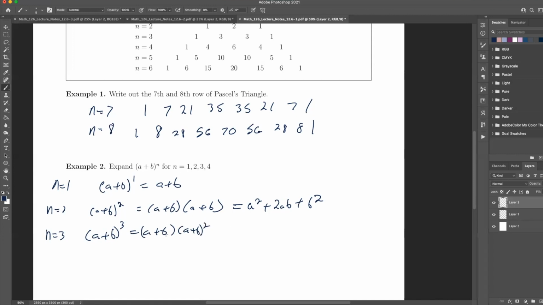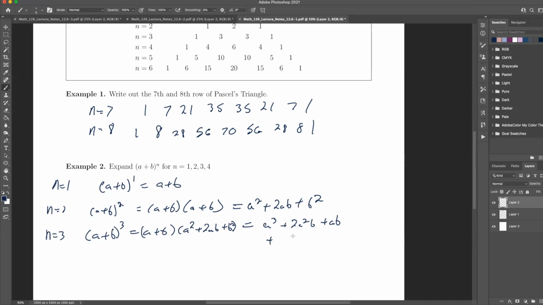Now, why would I write it that way? I know what a plus b squared is, right? In fact, I'm not even going to write it that way. I'm going to write it as a squared plus 2ab plus b squared. So a times all this will be a cubed plus 2a squared b plus ab squared. B times all this, I'm going to write below it, but I'm going to stagger it over by 1. And it's going to make sense why I'm going to do it that way.